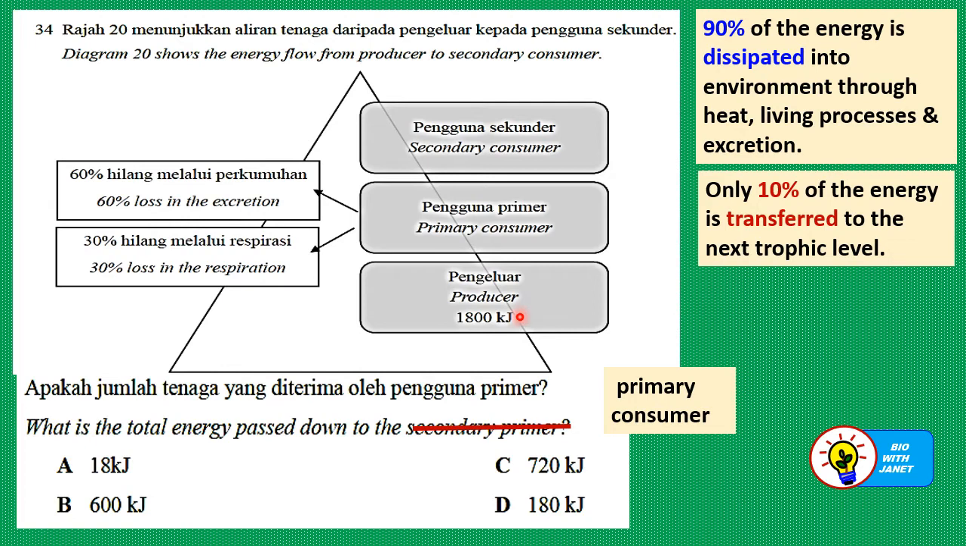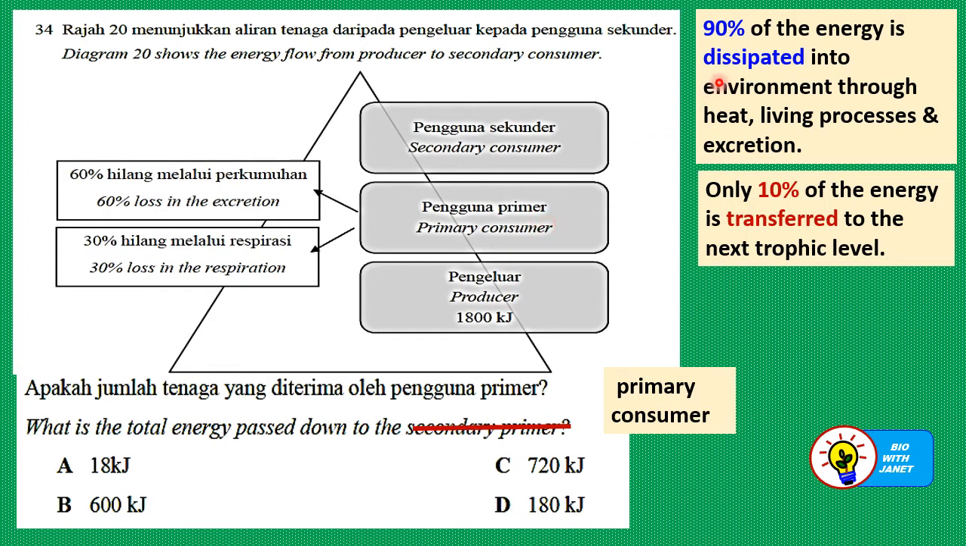the producer has 1,800 kilojoules of energy, and when the primary consumer eats the producer, then the energy is passed on to the primary consumer. Then for the primary consumer, 60% of the energy is lost in excretion, 30% lost in respiration as heat. So the amount that's passed on to the secondary consumer will be only 100 minus 60 minus 30, right? So 100 minus 90%, which is only 10% to the secondary consumer. Likewise, from a producer to primary consumer, only 10% is passed on, right? From the producer to the primary consumer.